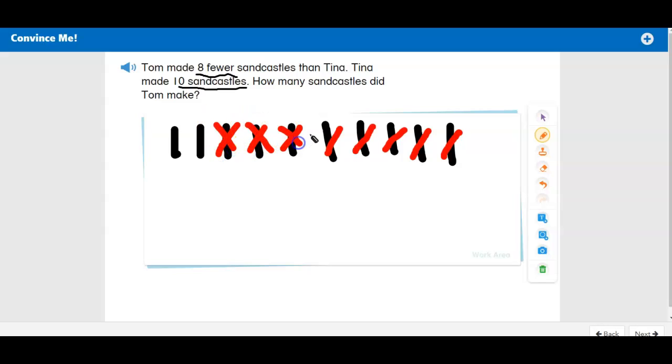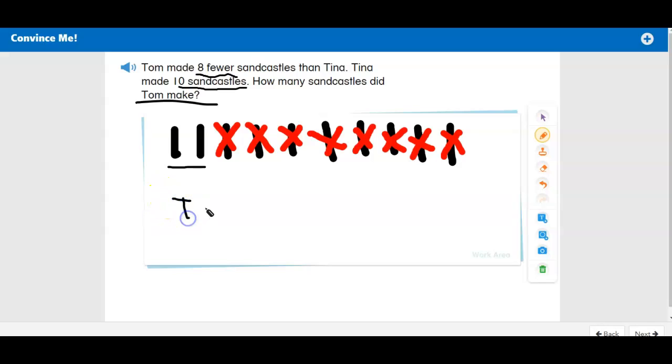So by crossing out 8 of these sandcastles, I'm showing the 10 that Tina made, and it says Tom made 8 fewer sandcastles, so I took 8 away. So now I am left with these 2 sandcastles. So how many sandcastles did Tom make? If he had 8 fewer than Tina, so we took away the 8, how many did Tom make? 2. There are 2 left.